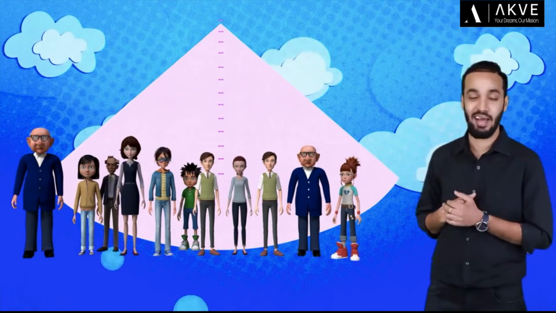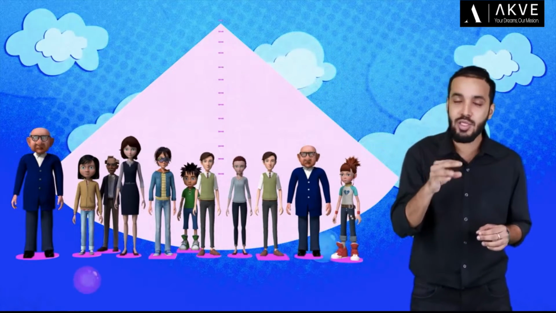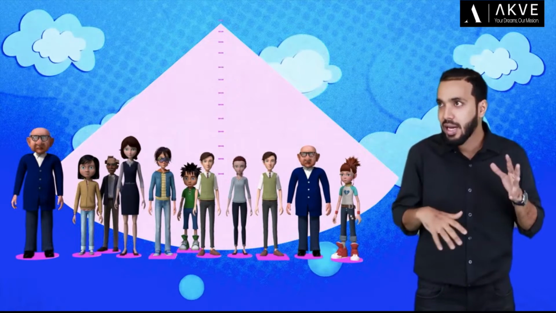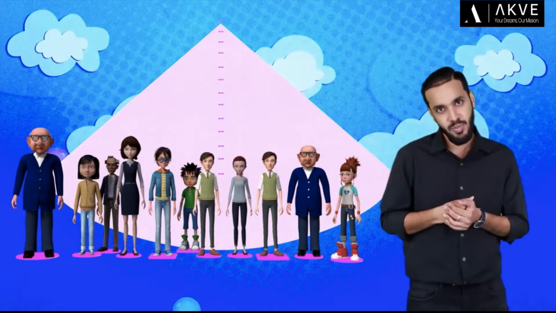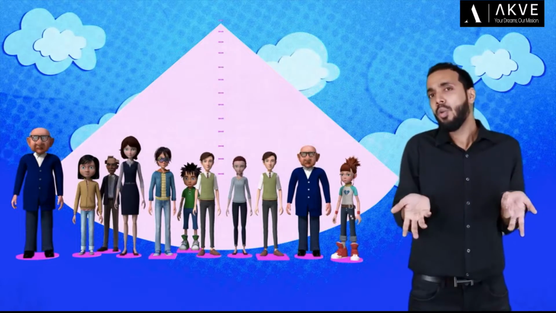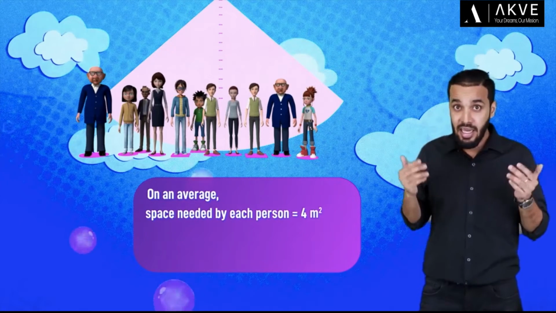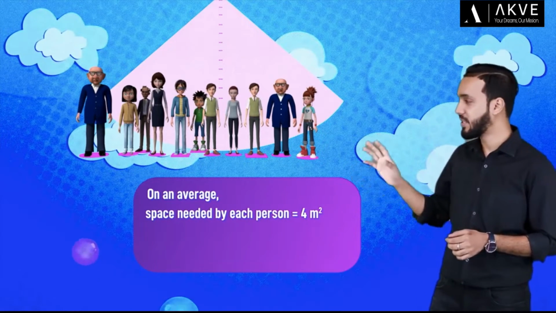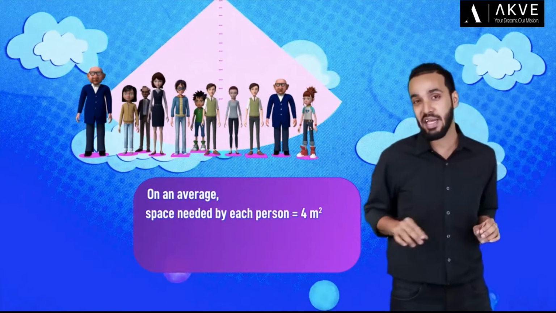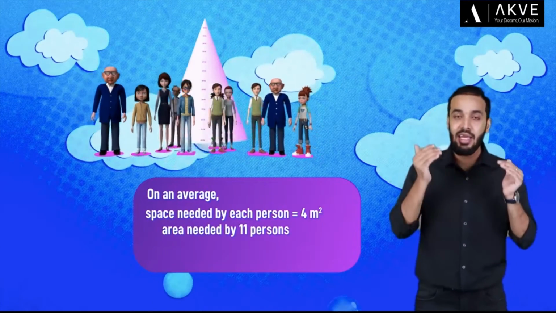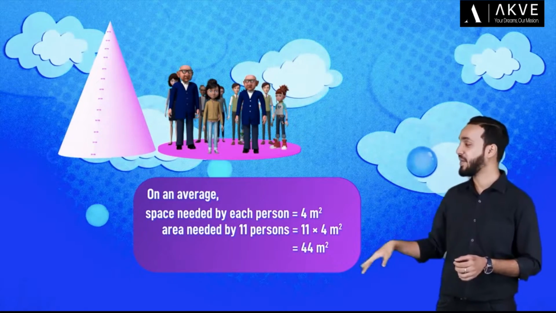Let's visualize. As per the question, there's a conical tent that accommodates 11 persons. Quite a big tent, must say. Anyway, on an average, each person needs a space of 4 square meters on the ground. This means that one person may need 6 square meters of space. One person may need just 2 square meters of space. One may need a square space. One may even need a circular space. But on an average, each person needs a space of 4 square meters on the ground. Now, square meters represents area, right? So basically, 11 persons need an area on the ground same as 11 into 4, that is 44 square meters.